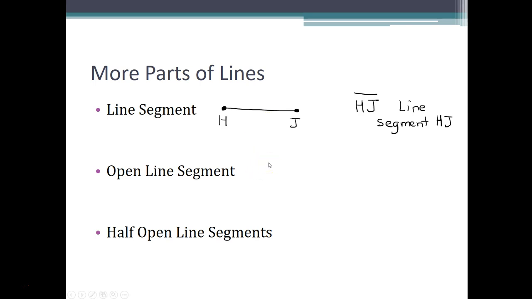Now you can talk about line segments without their endpoints, and then you have something called an open line segment or a half open line segment. An open line segment is a line segment that does not include the 2 endpoints. So symbolically, you would put the 2 endpoints and then put the little line segment symbol, but with little open circles on the ends. So this is an open line segment KL.